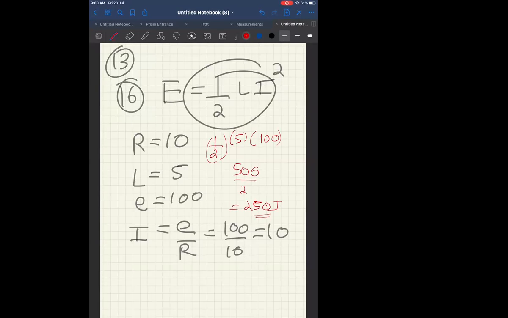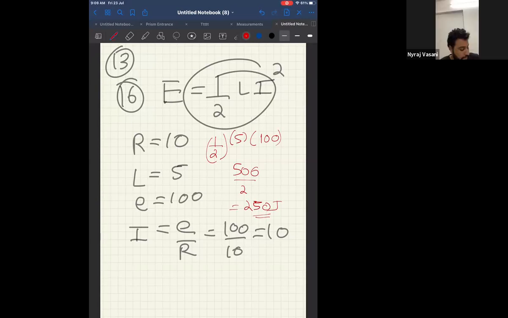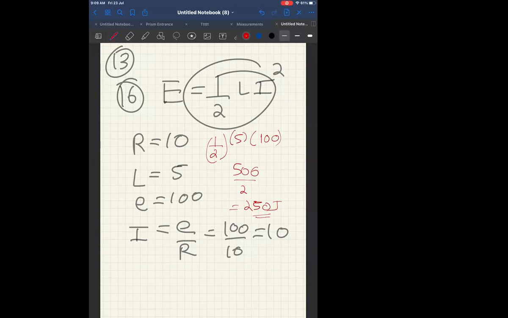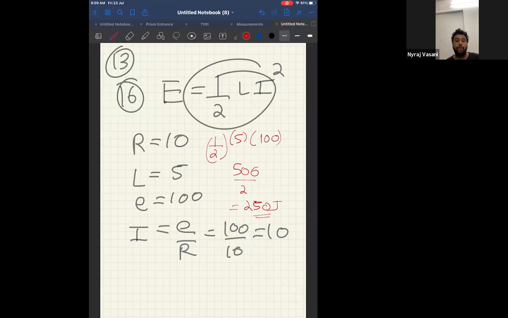Sir, it can't be 250 erg. Erg, right? You're saying unit of energy. Yeah, sir. It cannot be because Henry is the SI unit of inductance and ohm is the SI unit of resistance. So everything is given in SI unit. Therefore, our answer also should be in SI unit.